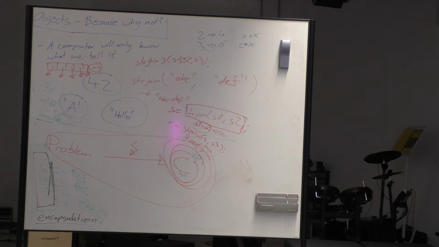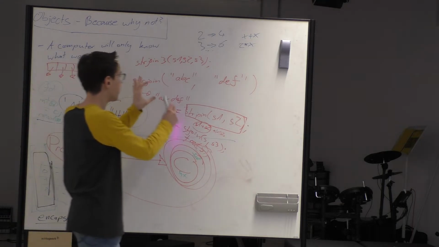And I mean, you might still be asking, so we have integers, we have char pointers for strings, why do we even need more objects? I was already hinting at that with the strjoin.